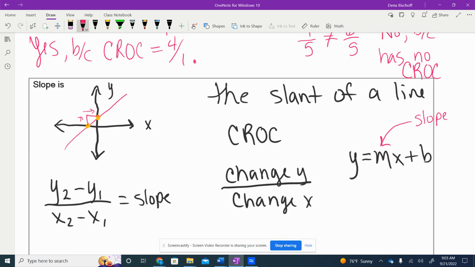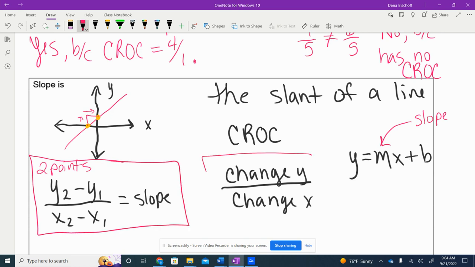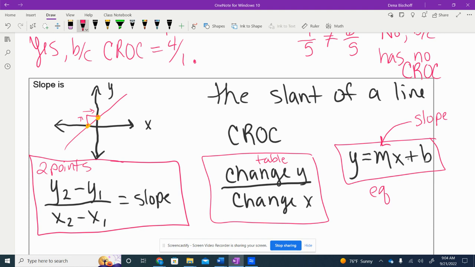We could also draw a table if you want. Do you want me to put a table in there to talk about the change? Okay. So we use this formula when we have 2 points. We use this method when we have a table. And we use this method when we have an equation.